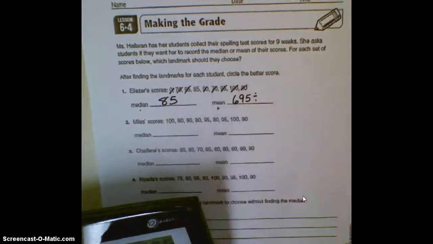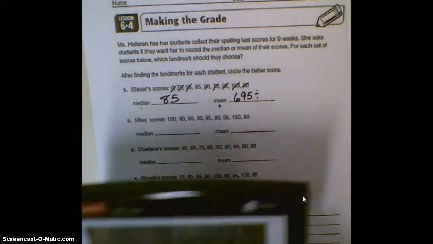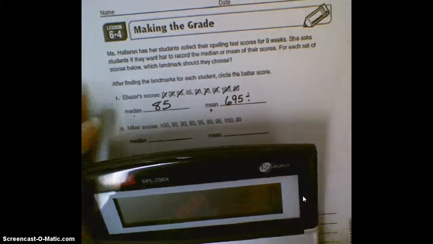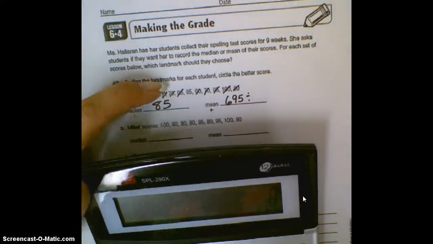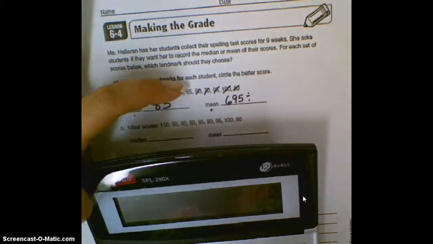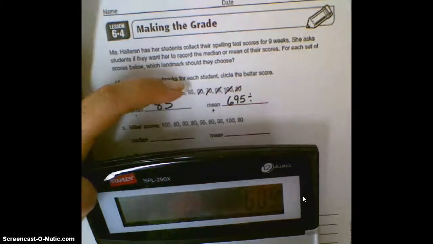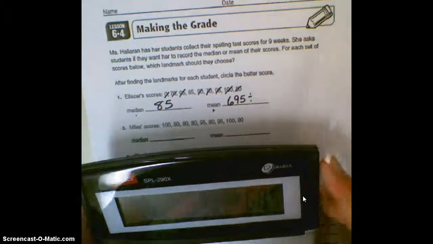Since there were so many numbers, I think it is valuable to redo this and just check to make sure I got them all. So 0 plus 70. Uh-oh, see, I made a mistake already. 0 plus 70 plus 95 plus 85 plus 90 plus 70 plus 95 plus 100 plus 80. And this time I got 685.